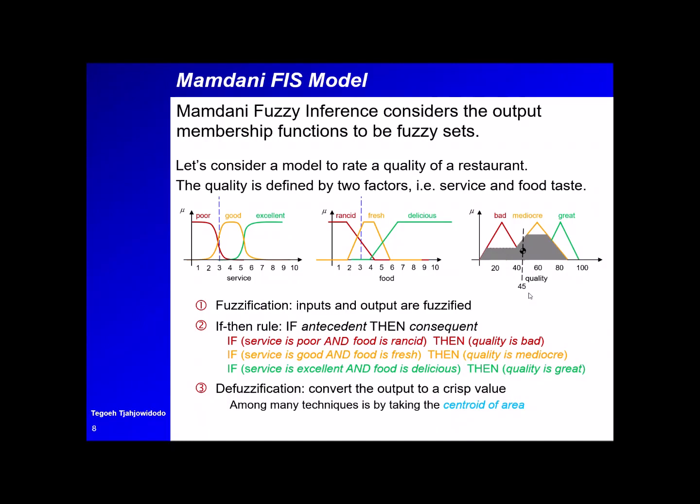In this example, that means if the surface is 3 and the food taste has a grade of 3, then the quality of the restaurant is 45. Okay, so this gives an illustration of how the FIS model works.